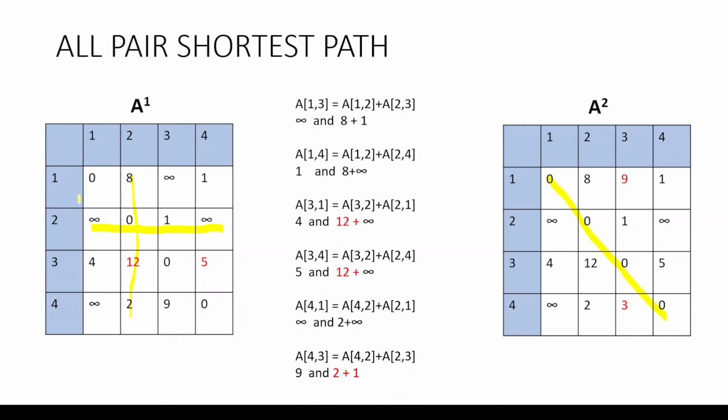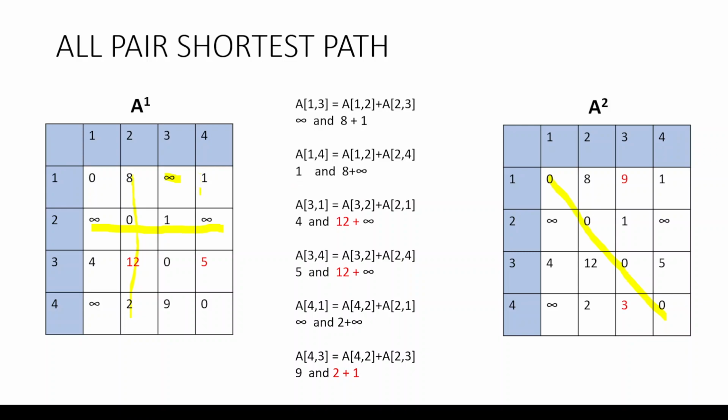So what do I need to calculate? I need to calculate this value, that is 1 comma 3. So A of 1 comma 3, my intermediate vertex now is 2. So I need to find a path, if there exists a path, A of 1 comma 2 plus A of 2 comma 3. So I can see 1 comma 2 is 8, 2 comma 3 is 1. So 8 plus 1, 9. 9 is of course smaller than infinity. So I'll change the value of this from infinity to 9.